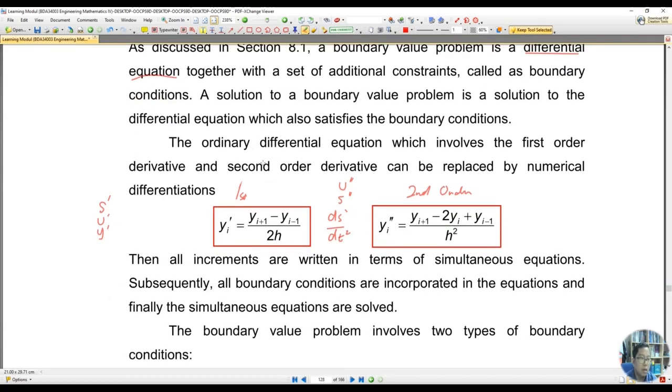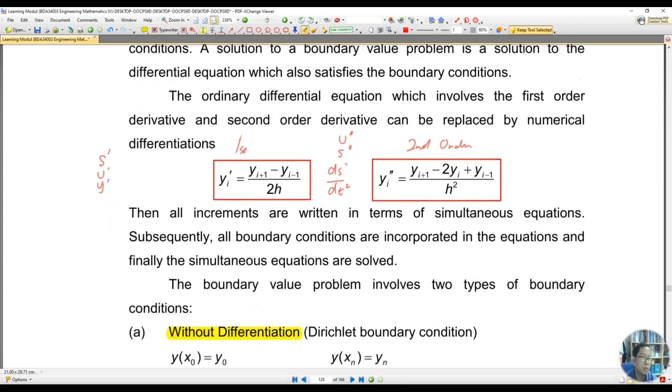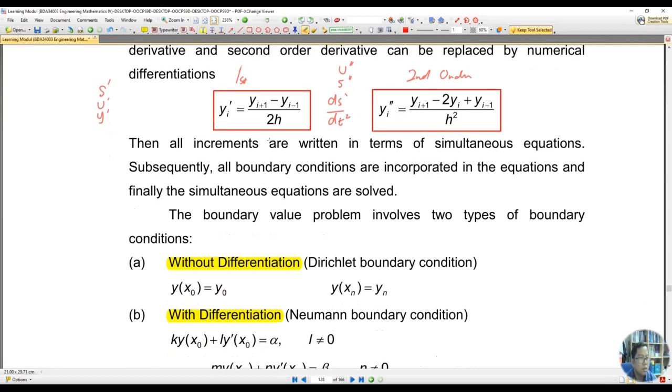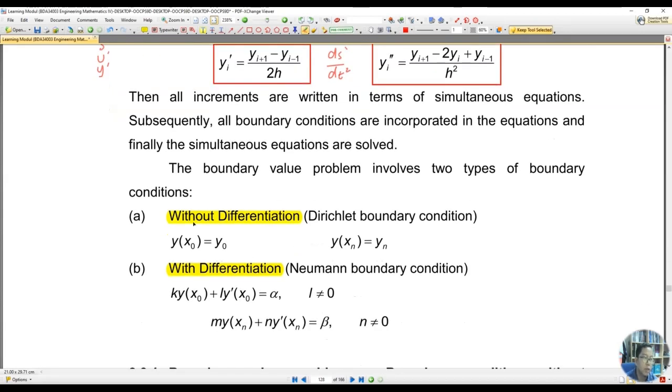Then all the increments are written in terms of simultaneous equations. Subsequently all boundary conditions are incorporated in the equation and finally we solve the simultaneous equations. In this case we have two conditions, but in this video I only focus on the situation without differentiation, the Dirichlet boundary condition, where we have y of x naught equal to y naught and y of x n equal to y n. This is the condition.